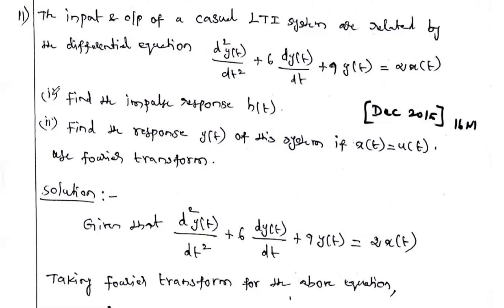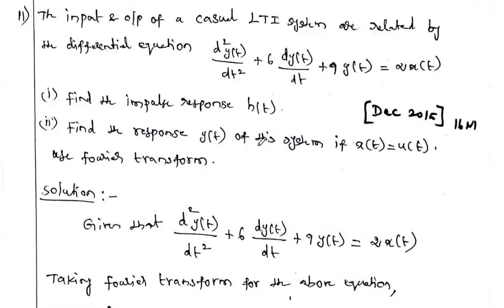So the first question is we have to find the impulse response h of t, and the second one is to find the response y of t of the system if the input x of t equal to u of t. Use Fourier transform. So we have to solve this problem using Fourier transform, since the question itself mentions it. If that is not mentioned, we may solve this problem easily using Laplace transform also. We will get the same answer only.